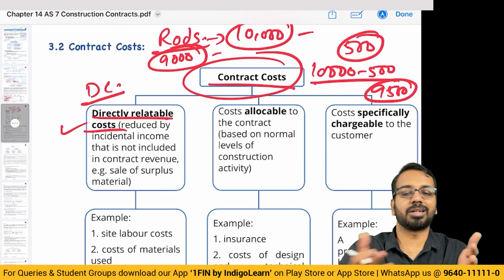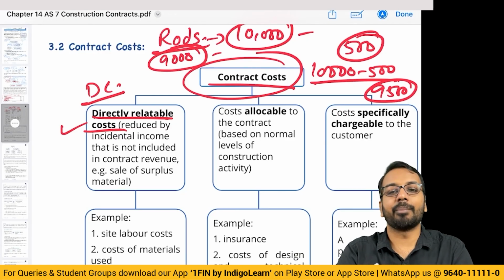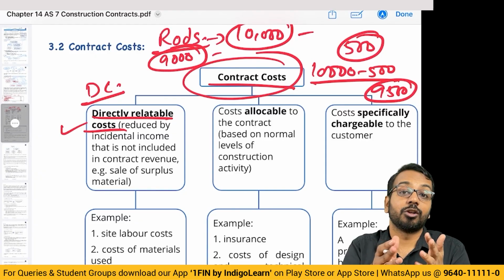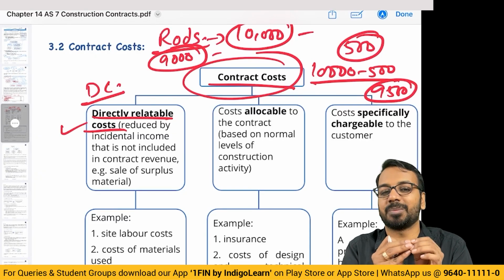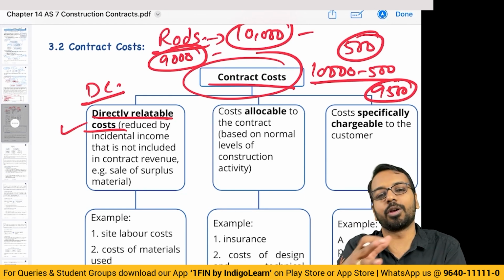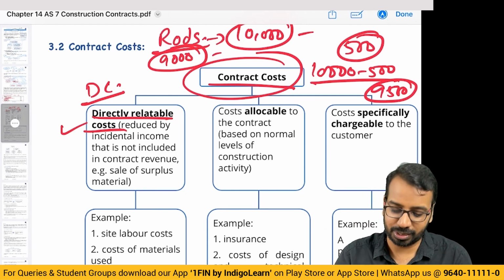So when you take all the set of rods, everything may not be useful. Some may be bent, some may be damaged, some may be small pieces, right? So to the extent it is normal, you will include it as a part of the cost. Any scrap sale, any incidental revenue that you get from the leftover material, that you will reduce from the cost. That is the first thing.